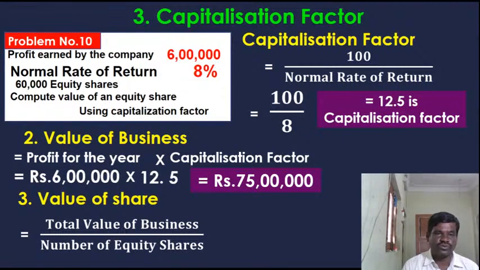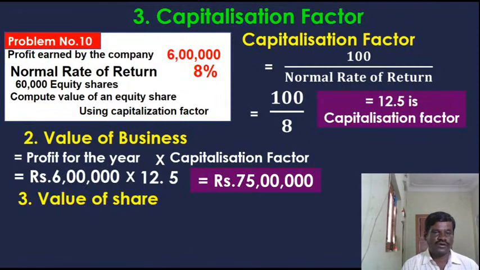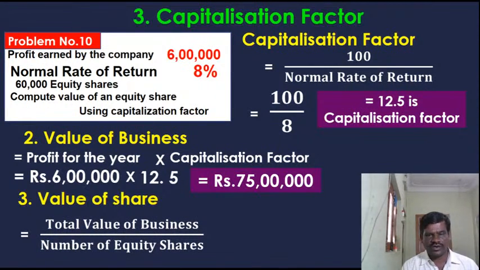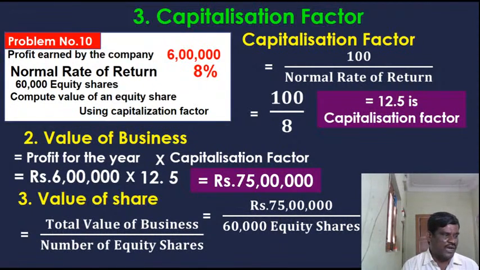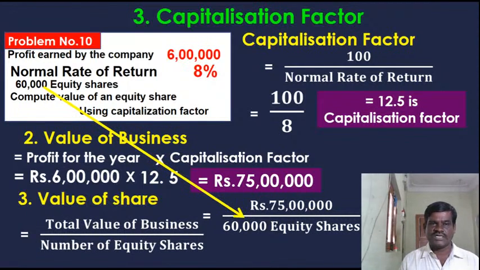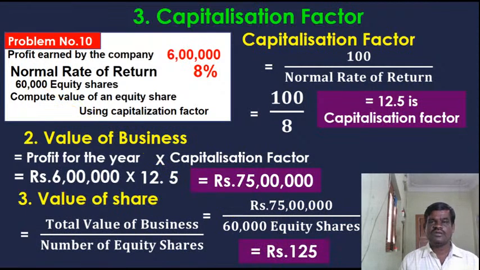The value of a share is equal to the total value of a business divided by the number of equity shares. Now I solve this one. Rupees 75 lakh is the value of business just calculated, divided by the number of equity shares given in the problem, 60,000 equity shares.